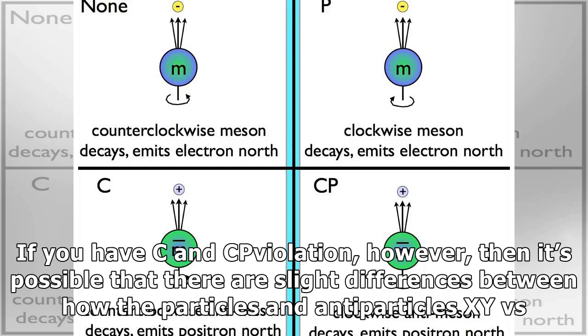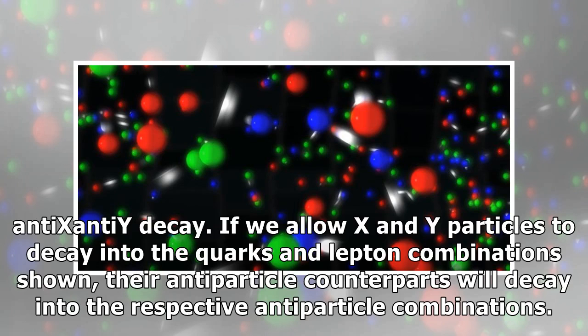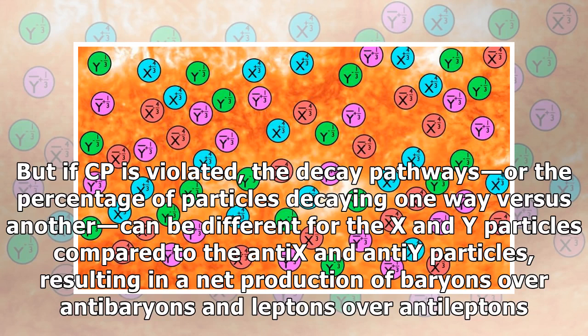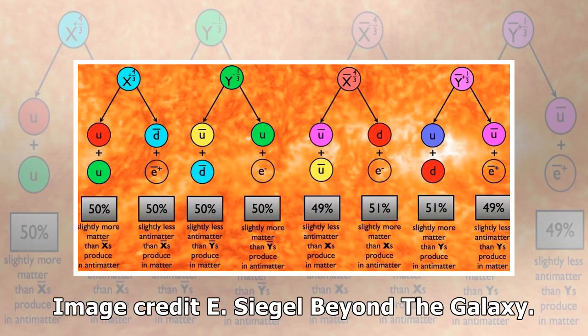If you have C and CP violation, however, then it's possible that there are slight differences between how the particles and antiparticles, X and Y versus anti-X and anti-Y, decay. If we allow X and Y particles to decay into the quark and lepton combinations shown, their antiparticle counterparts will decay into the respective antiparticle combinations. But if CP is violated, the decay pathways, or the percentage of particles decaying one way versus another, can be different for the X and Y particles compared to the anti-X and anti-Y particles, resulting in a net production of baryons over antibaryons and leptons over antileptons. Image credit: E. Siegel, Beyond the Galaxy.